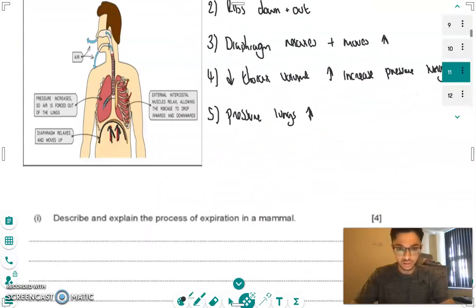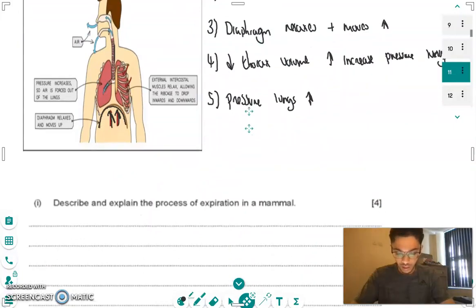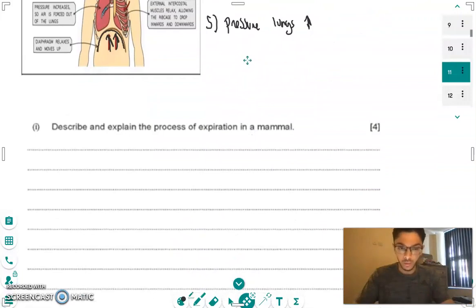Now that we have talked about inspiration and expiration, and we understand how it works, I think it's always really important to consolidate your knowledge after that. So what we will now do is look at an example question. Now that I've explained all this to you, I want you to have a go at tackling this question, and then we'll go through it together and see what marks you got, what marks you missed out, and we'll just improve from there. And then we'll move on to the next topic.